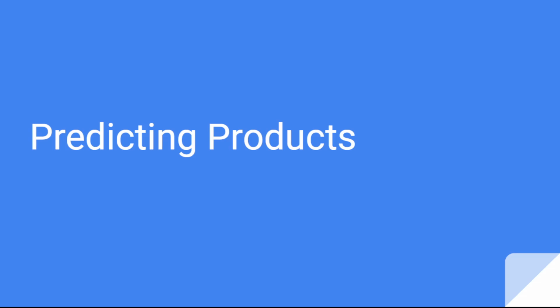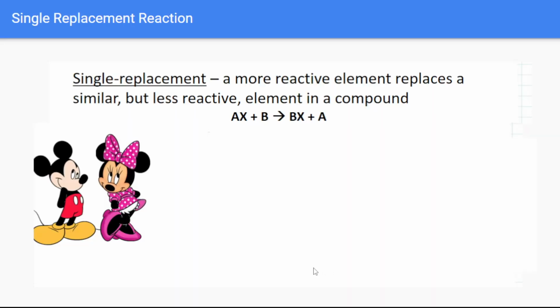The purpose of this video is to discuss how to predict products for chemical reactions. We're going to focus on three different types: single replacement, neutralization, and combustion reactions.